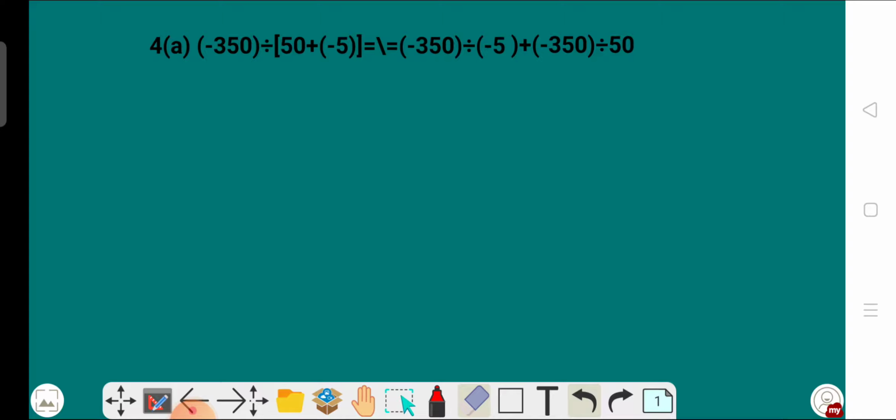In this question, part A is this, and here we have used a sign. As you all know, this is the symbol, or we can say the sign of equality. But if we cross this sign, then it becomes the sign of not equality.